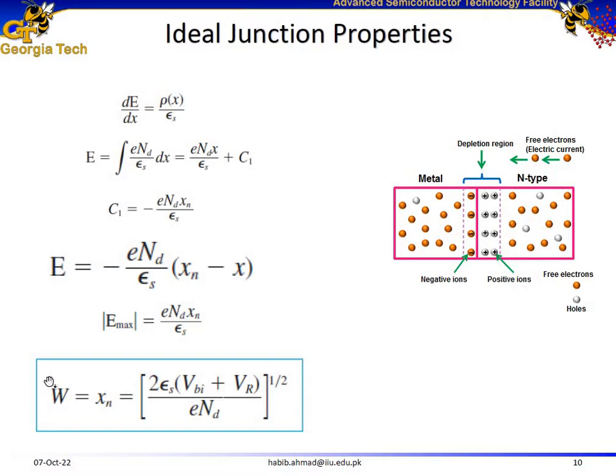We can perform the derivations, and here is a formula for calculating the depletion width of the metal semiconductor junction, which is equal to the square root of 2 times permittivity of the material times the built-in potential plus reverse bias applied voltage. If this is reverse bias, you add it to the built-in potential. If this is forward bias, you subtract it from the built-in potential, divided by q, the charge of electron, and Nd, the doping of the semiconductor material.